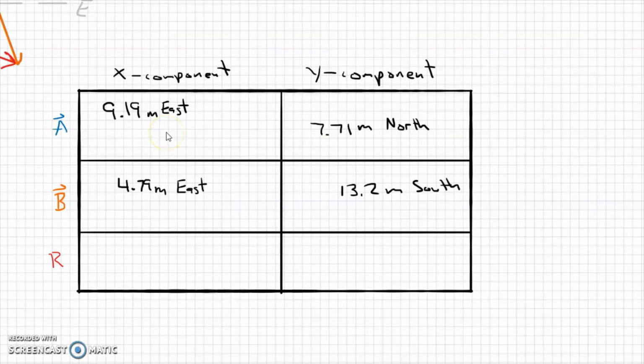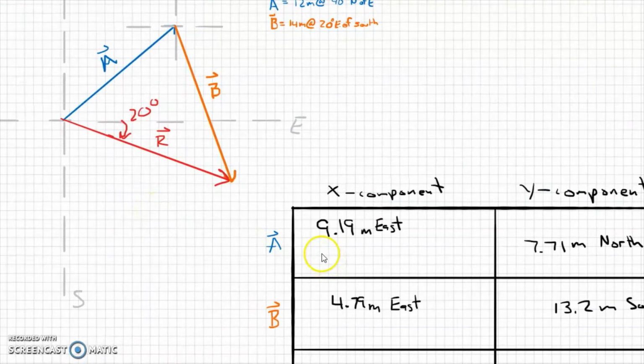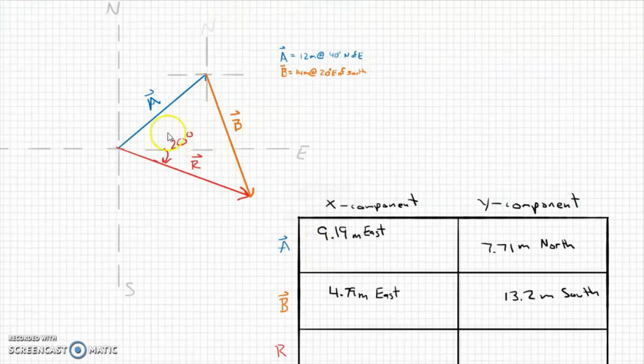Now, normally if I was doing this in its full entirety, I would probably have that work inside the table here, but since I've already done the work elsewhere, I'm not going to copy that over, just the results. So basically, here's the idea. Let me scroll over here just a little bit and zoom out a little bit. We'll notice that the vector A takes us 9.19 meters to the east. Then for the vector B, here it is taking us east as well.